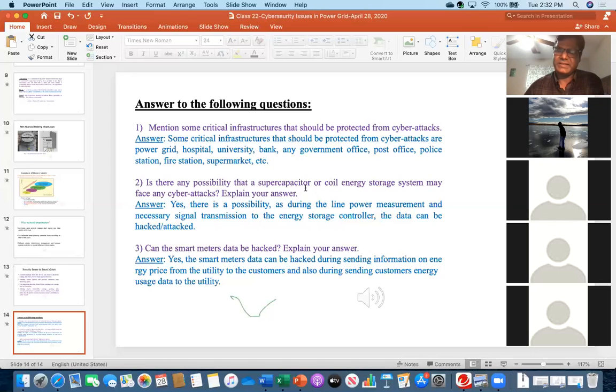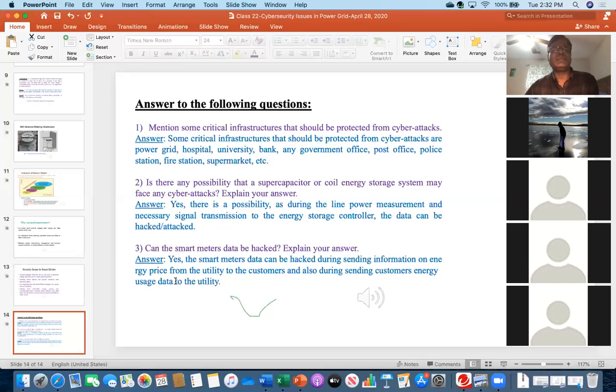superconducting magnetic energy storage, or today Omar's group was discussing the hybrid energy storage, whatever the storage, you need some sort of measurement in your control system. You need some real-time measurement. In most cases, it is the line power measurement. So during the line power measurement and necessary signal transmission to the energy storage controller, that data can be hacked or attacked. So the answer is yes.